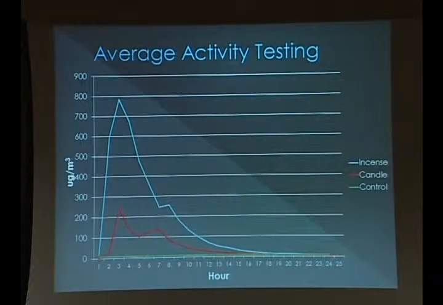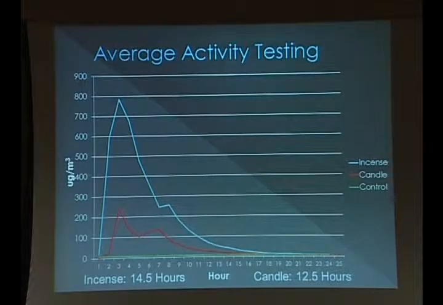We measured the time it took from the peak until it reached the control for both candles and incense. Even after the candle went out after 2 hours, the smoke lingered for a much longer time. The incense was only burned for 30 minutes and it still had a lasting effect on the PM2.5 levels. Incense took 14.5 hours, the candles took 12.5 hours to reach the control.